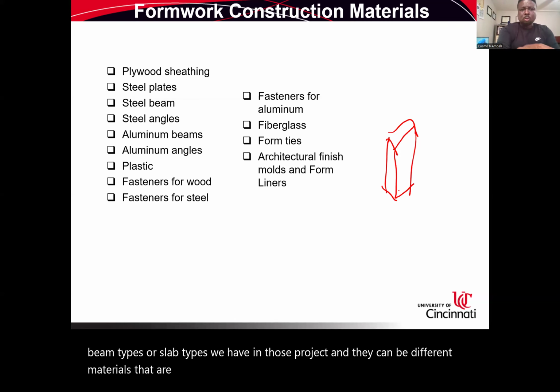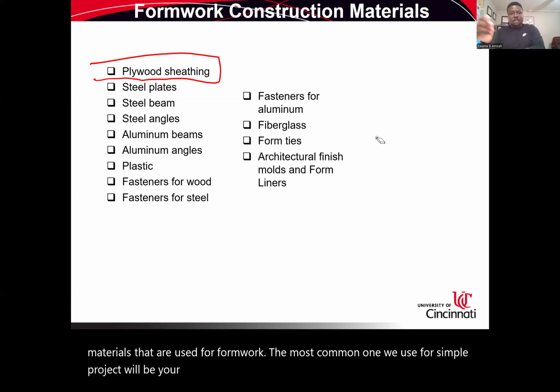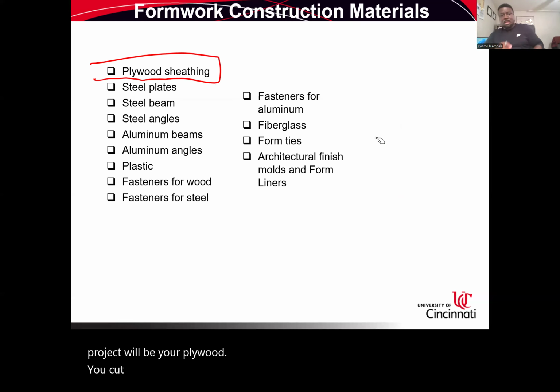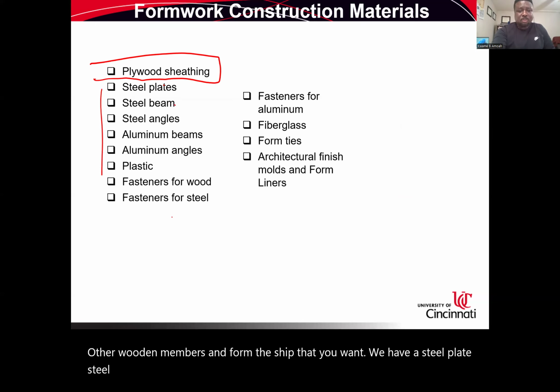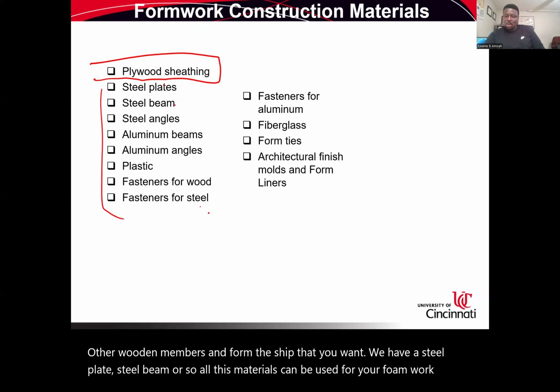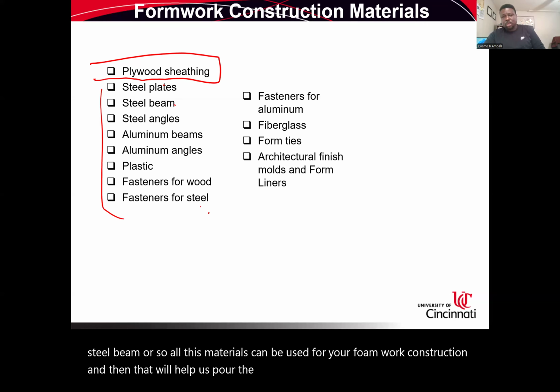The most common one we use for simple projects will be your plywood. You cut it with your other wooden members and form the shape that you want. We have steel plate, steel beam. So all these materials can be used for your formwork construction. And then that will help us pour the concrete to the shape that we want.